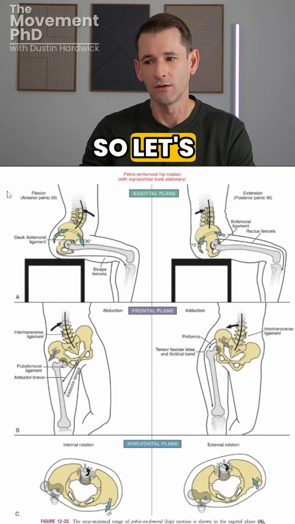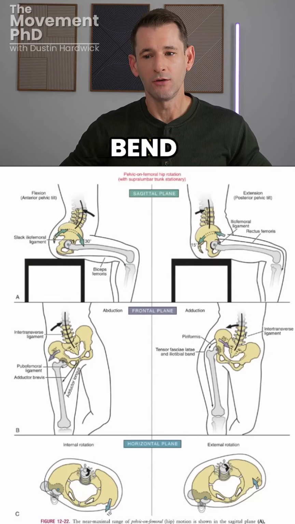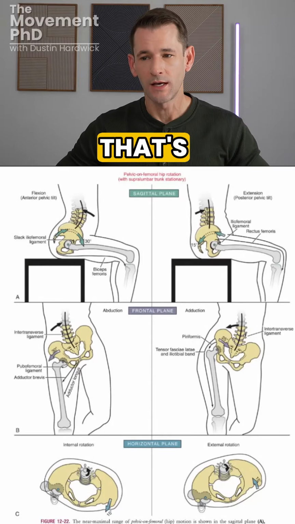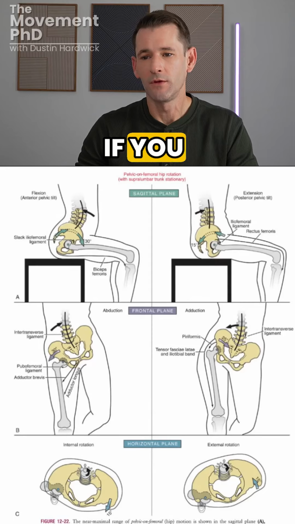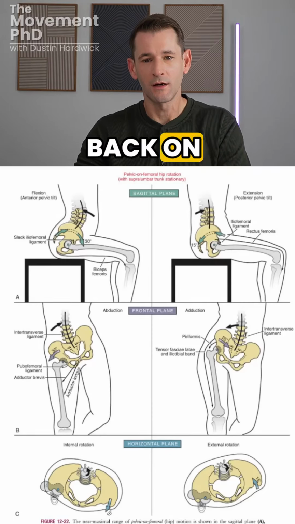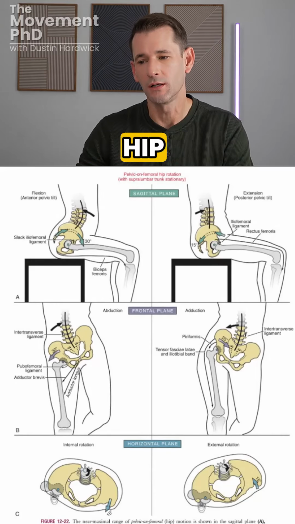hip joint. So let's review that one more time. If you're sitting in a chair and you bend forward, not using your trunk, but using your pelvis, that's hip flexion, closed chain. If you lean back from your pelvis, so you roll back on your pelvis, that's relative hip extension, closed chain hip extension.